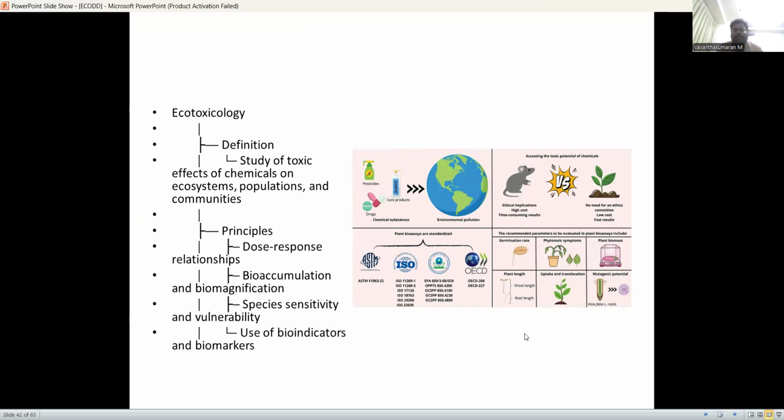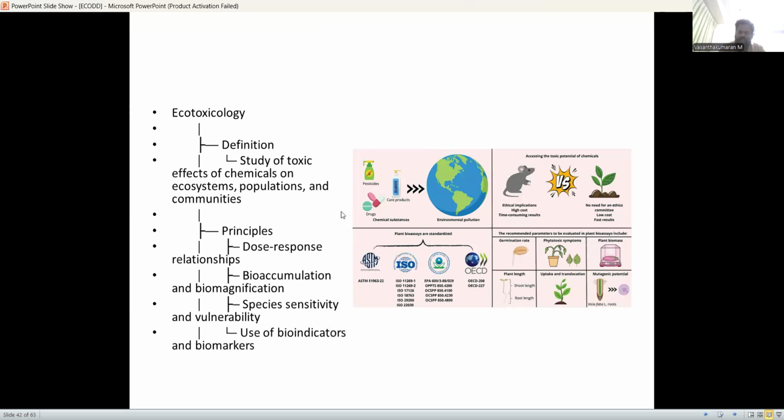I'm not just talking about animals, but also plants, because photosynthesis is very important. So we should be responsible for that also. We should know the dose-response relationship, bioaccumulation, biomagnification, and species sensitivity: how different species like fishes, humans, rats, and birds are affected by different dosages and concentrations. So we should know.